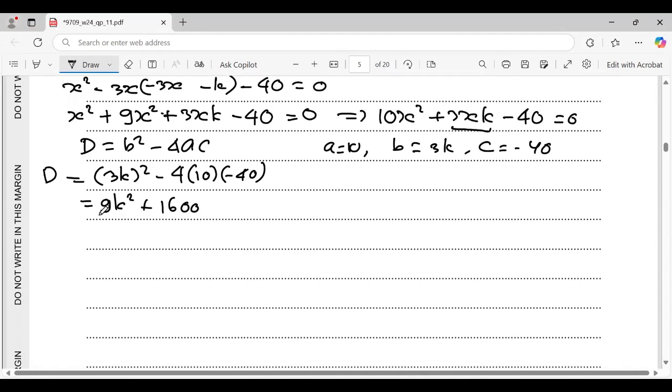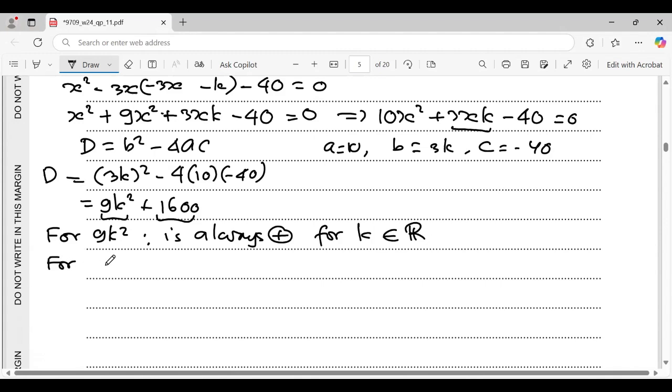Now, for 9k squared, it is always positive, for k an element of the real numbers. So if k is a real number, the result of 9k squared would always be positive.